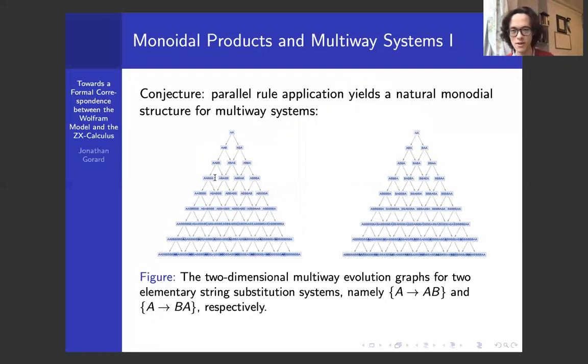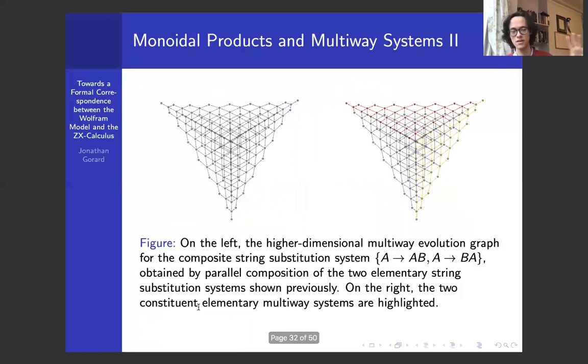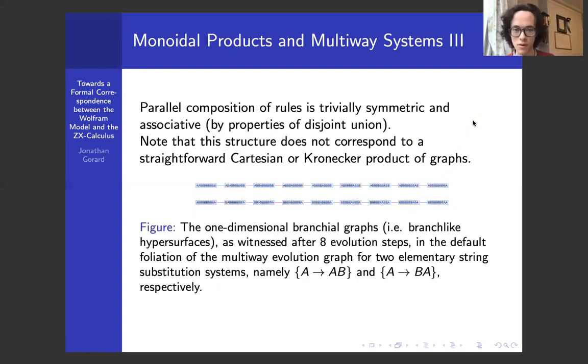So if you imagine multiway systems based on string substitution, here's one based on the rule A goes to AB, here's another one based on the rule A goes to BA. And suppose we wanted to take the tensor product of those two multiway systems. A fairly natural way to do that would be to produce a composite substitution system where both the rules A goes to AB and A goes to BA could be applied in parallel. And so then you get this higher dimensional multiway evolution graph where you can see that the two lower dimensional multiway evolution graphs form a kind of spanning set. And the same thing happens with the branchial graphs as well.